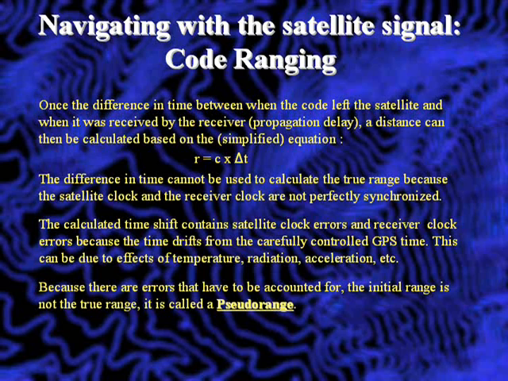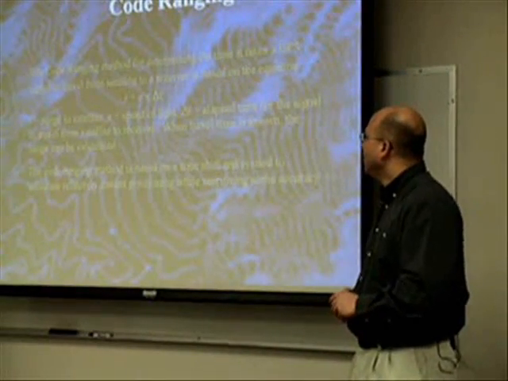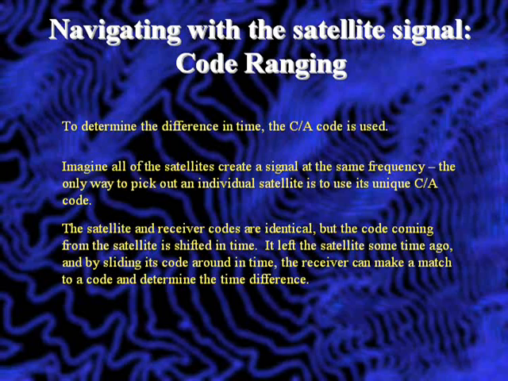So here we have the range, R equals c, which is the speed of light, times the time it took for the signal to get from the satellite to your receiver. So now R lets us then calculate the range, the distance basically between the receiver and the satellite. So what we need to focus on here is the delta t, the time it took for the signal. That's what we want to determine with our receivers.